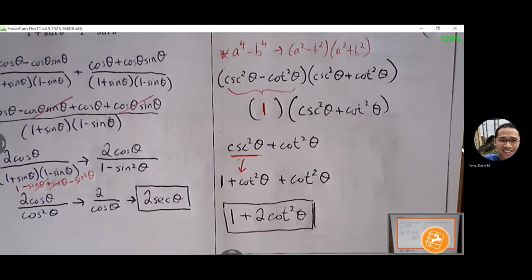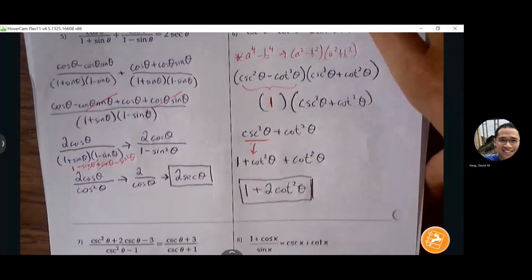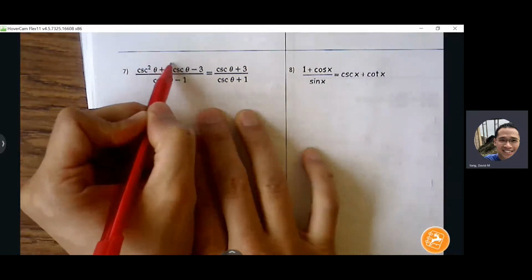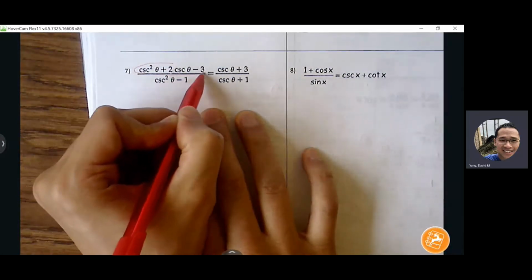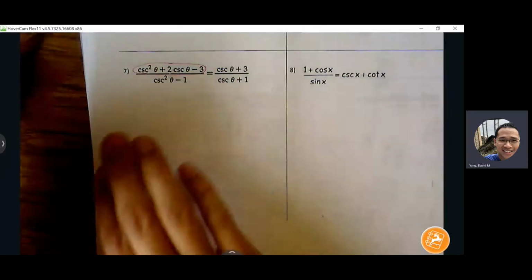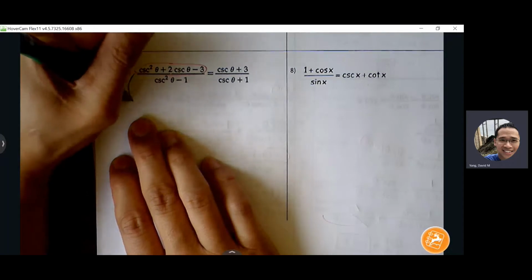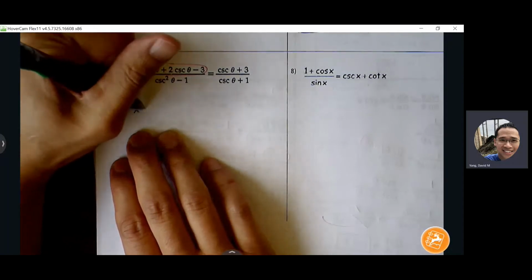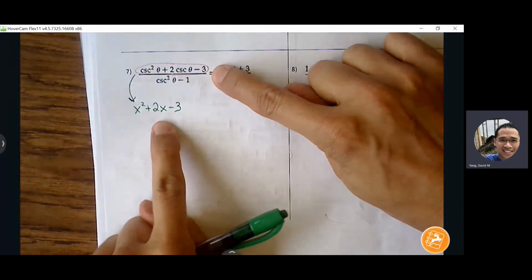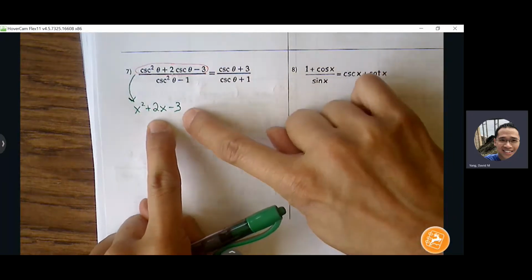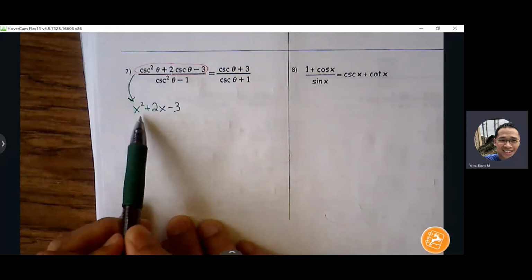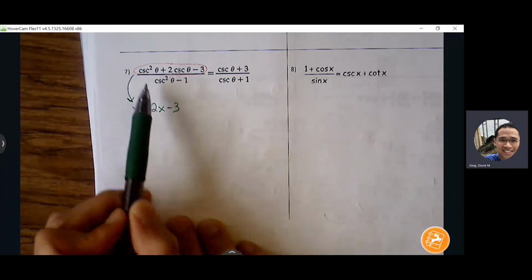Okay, number 7. Are we okay up to 6? Okay, 7. So for 7, we do need to recognize there's something going on with this form here. This is a trinomial factoring problem. So let me do a version of this problem that's more recognizable: x squared plus 2x minus 3. Do you see a resemblance between these two? It's just an easier version of this problem. So let's go ahead and factor this easier problem, and then we can just convert it back in terms of cosecant.